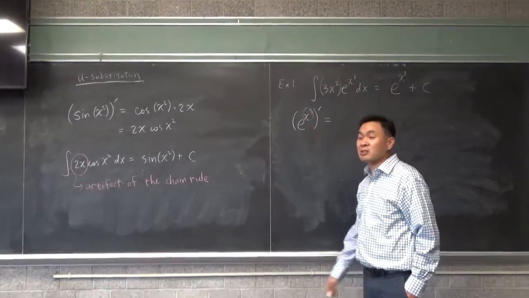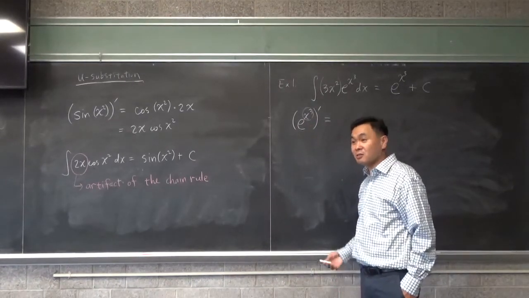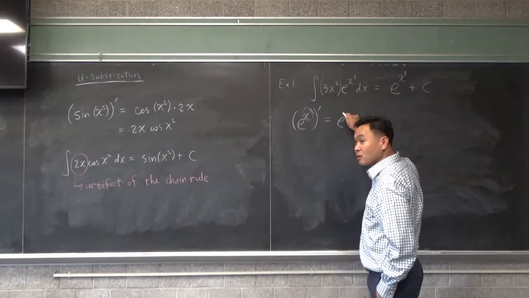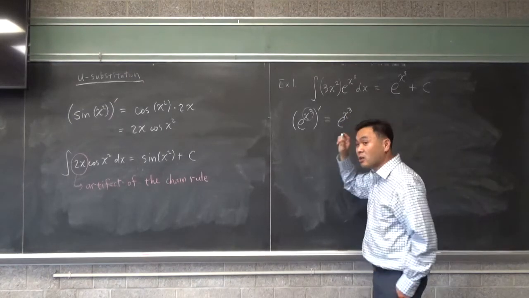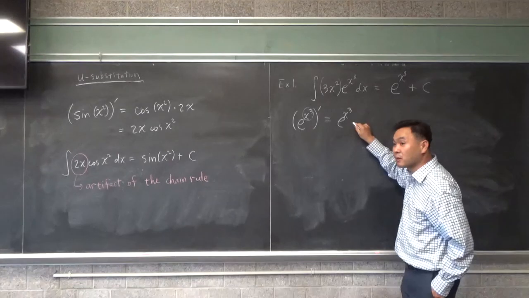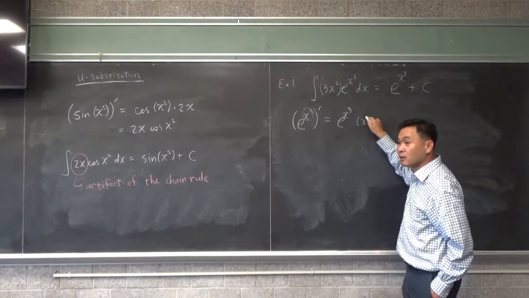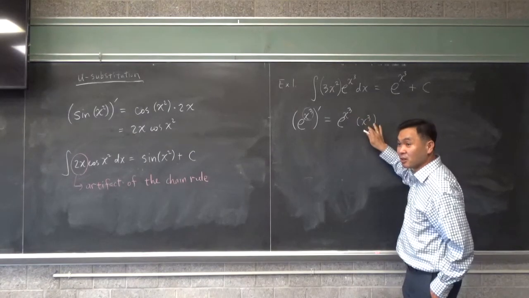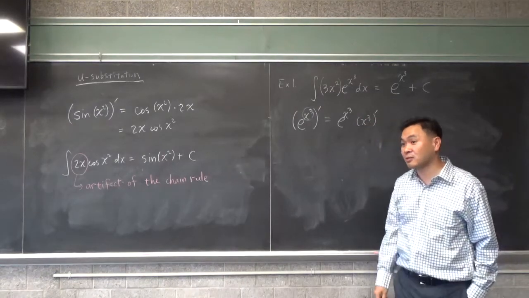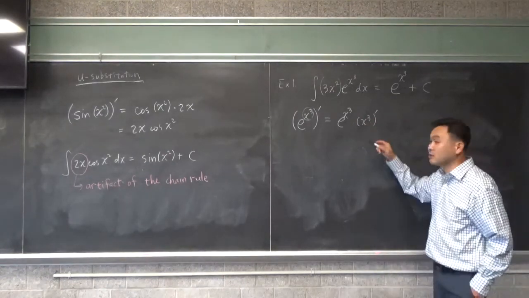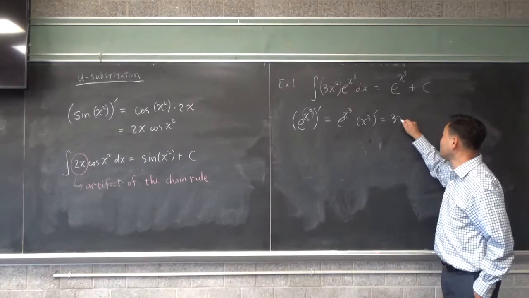Then what's the derivative of e to the x? E to the x. So what do you write? E to the x cubed. But then the chain rule says what? You multiply by whatever you treat as a single character, you differentiate that. That's chain rule, right? What do you get? 3x squared.